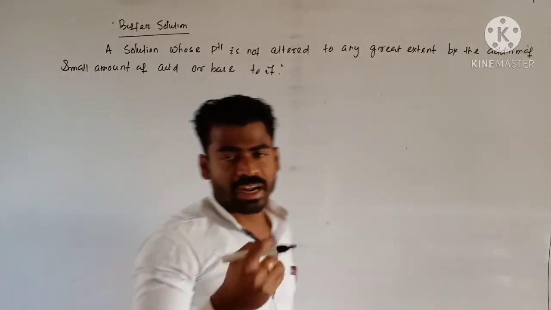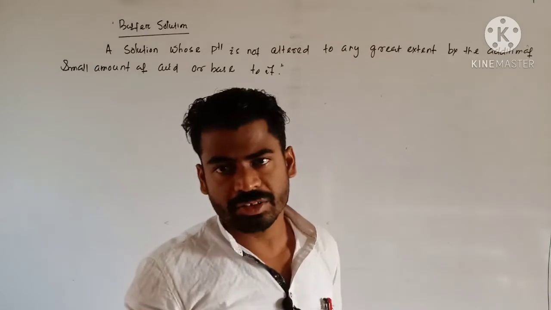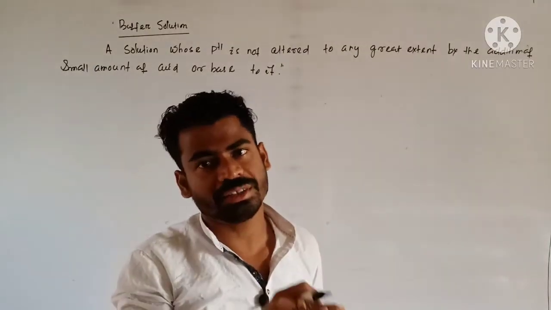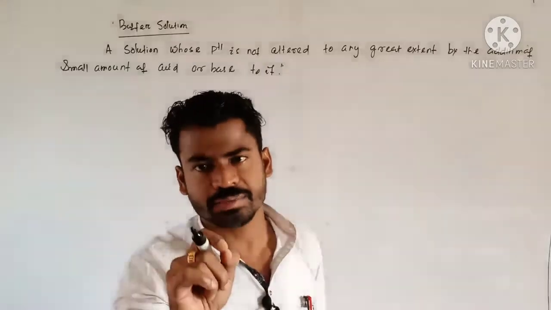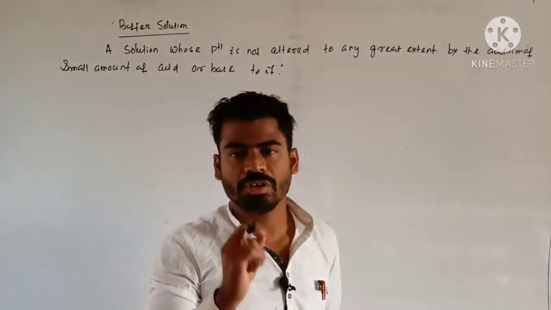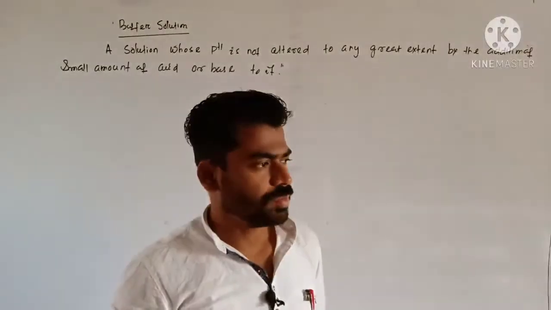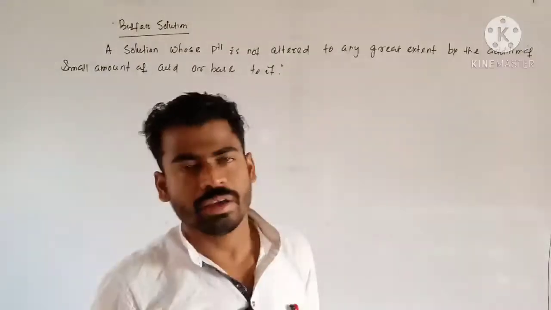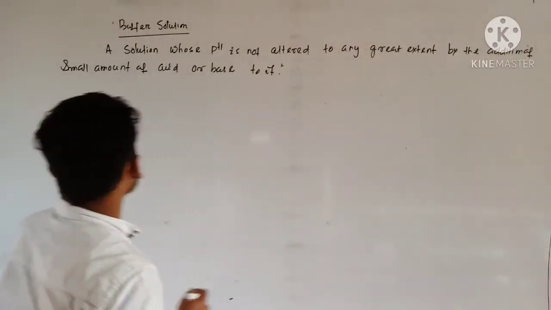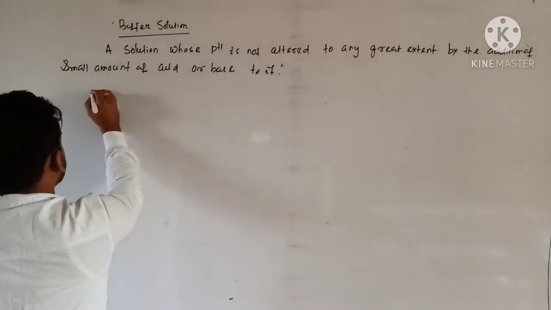That means by addition of an acid or base to a solution, whose pH never changes or almost remains the same, a very slight change may be obtained, that is called buffer solution. Okay, our blood is also a buffer solution having pH near about 7.4. This buffer solution, let us discuss its characteristics.